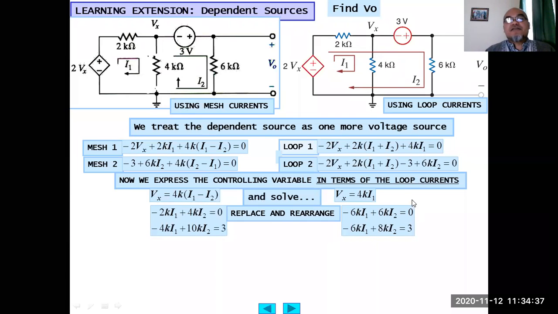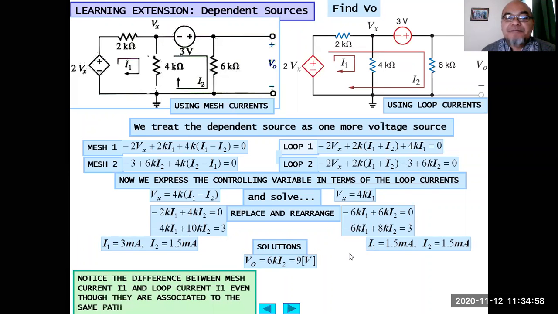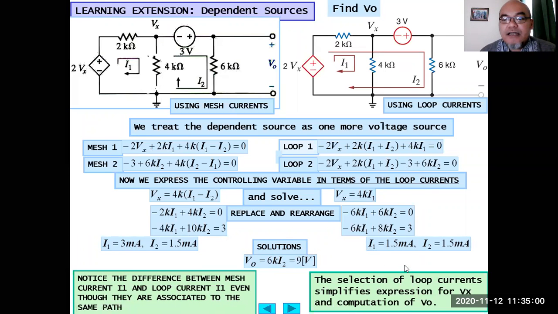And then after rearranging the terms, we solve and obtain the same solution: V output equals 9 volt. Even though I2 is the same for both solutions, I1 is different. In this model we obtain 3 milliampere, while in the other model we obtain 1.5 milliampere. The selection of loop currents simplifies the expression for Vx and the computation of Vo.